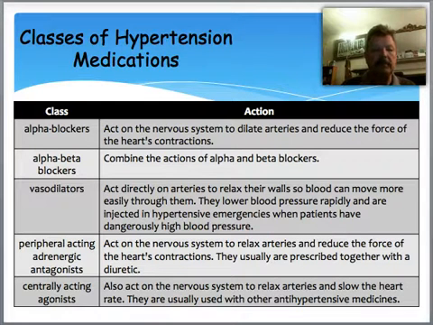Peripherally acting adrenergic antagonists act on the nervous system to relax arteries and reduce the force of the heart's contraction. They are usually prescribed together with a diuretic. And centrally acting agonists also act on the nervous system to relax arteries and slow the heart rate. They are usually used with other hypertensive medicines.